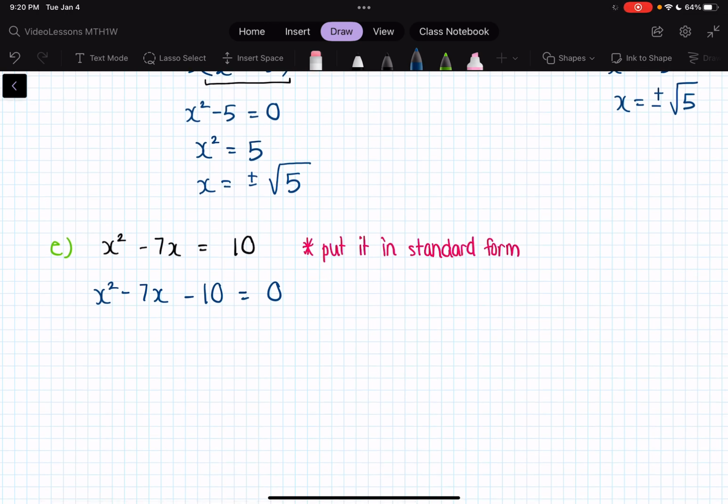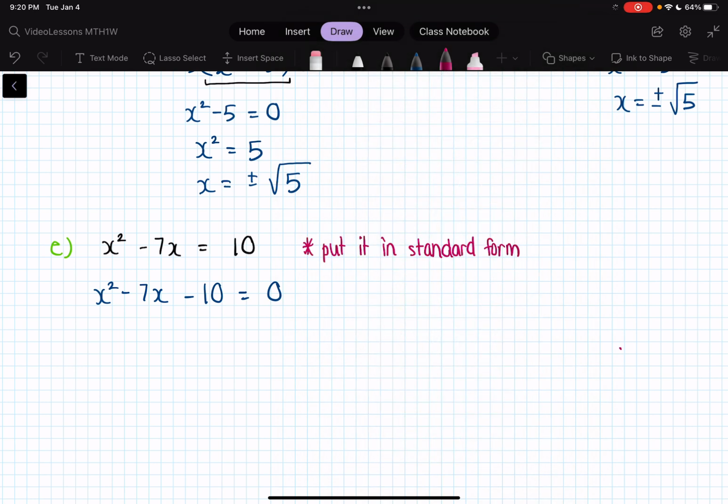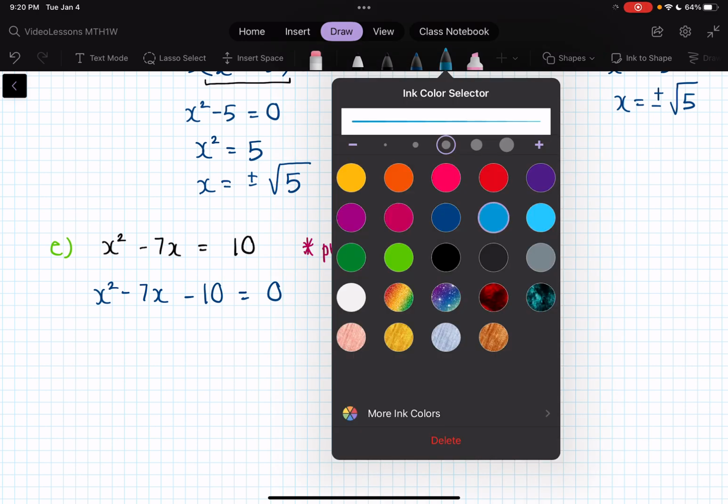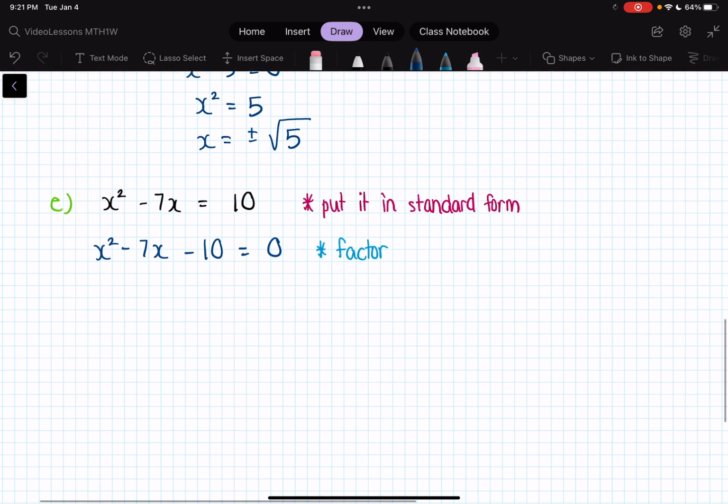And then the next thing we need to do, I actually want to change my colors so that I can kind of color code my steps. That's step 1. Then step 2 is we're going to factor. So when we factor it, remember we're going to get 2 brackets. I'm going to draw the diamond puzzle over here for those of you who still like to have it there to look at. Remember, we don't mark the diamond puzzle, but this is how we solve it.